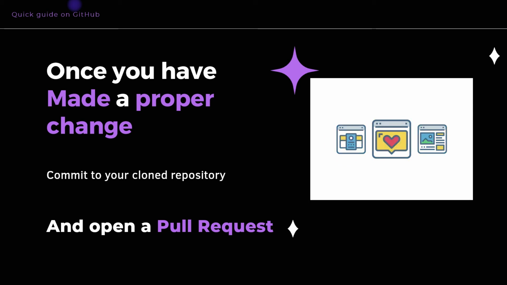What you need to do is make the changes in GitHub on your own copy of the code. Once you've done that, you need to open a pull request. I will be discussing what a pull request is and how to do a pull request in depth in some other videos.